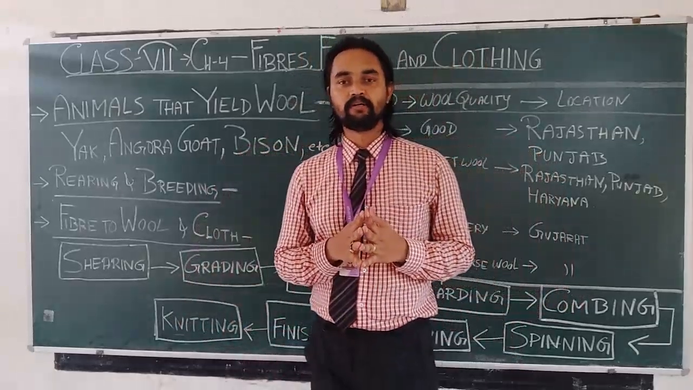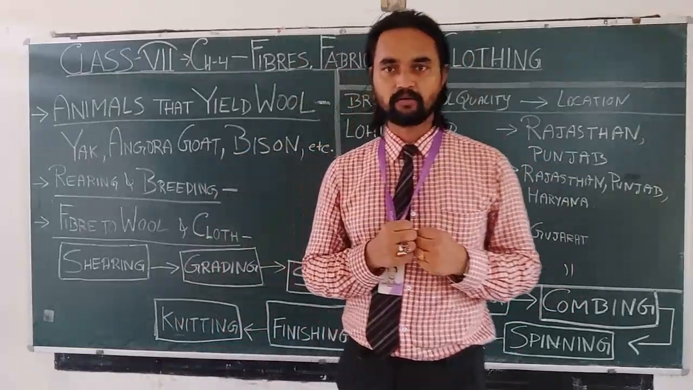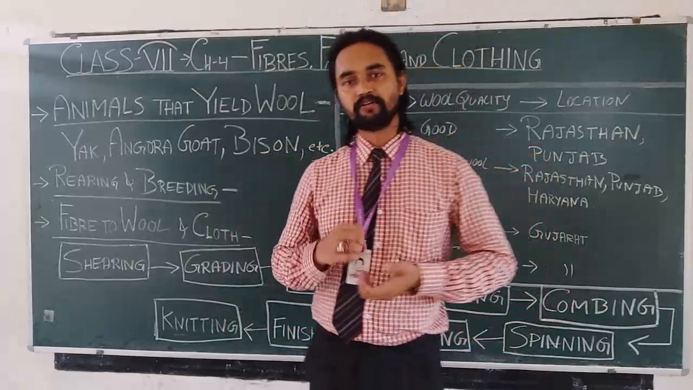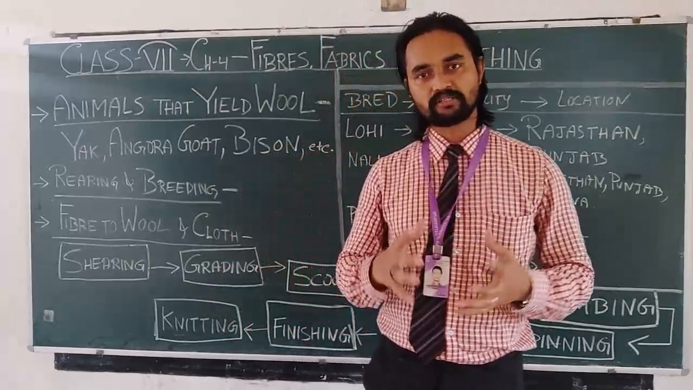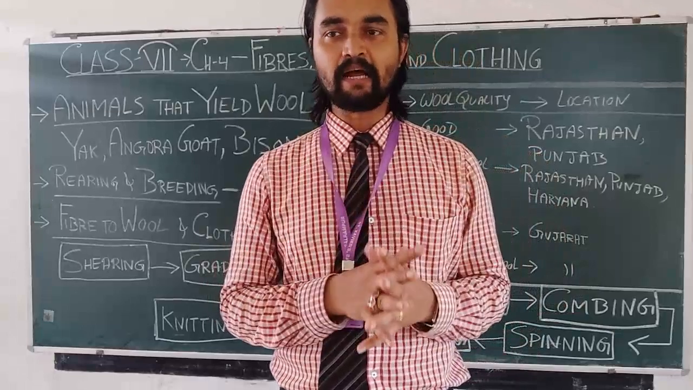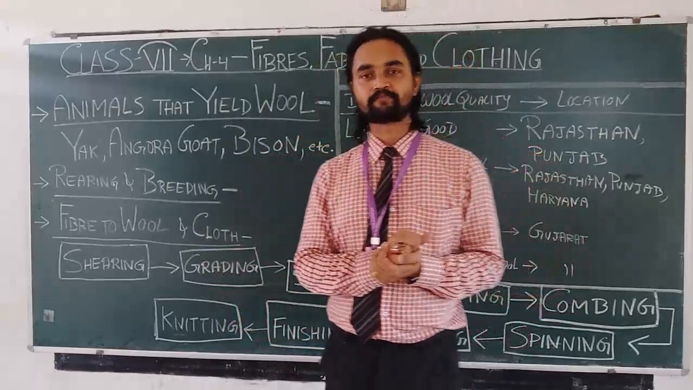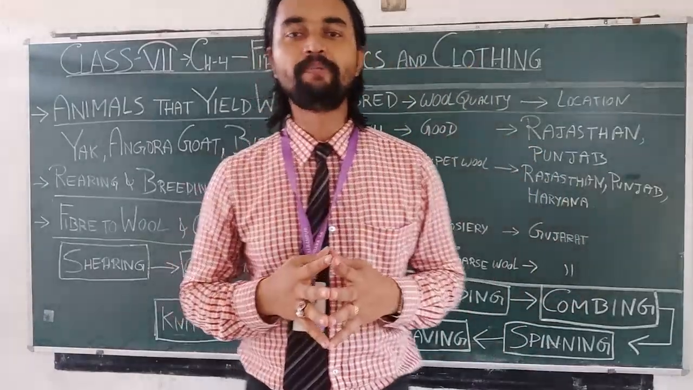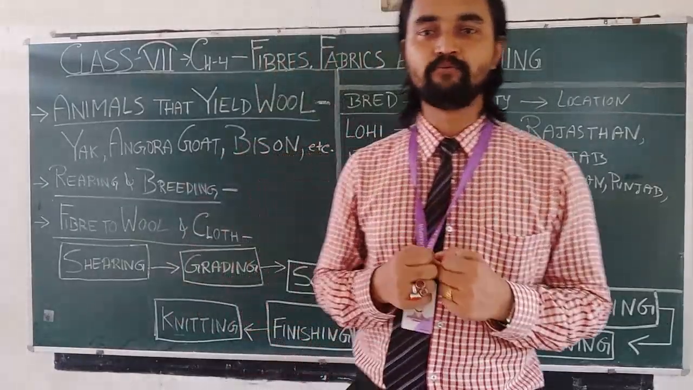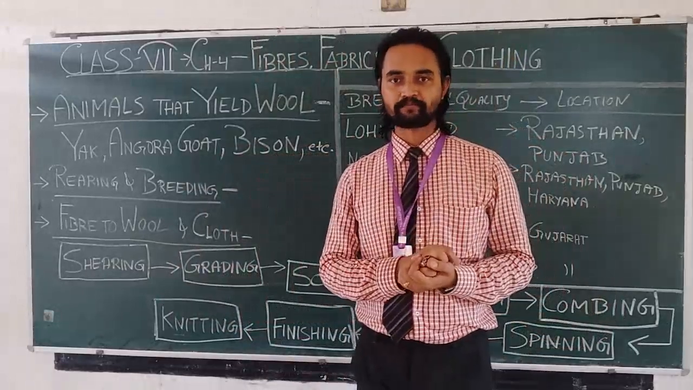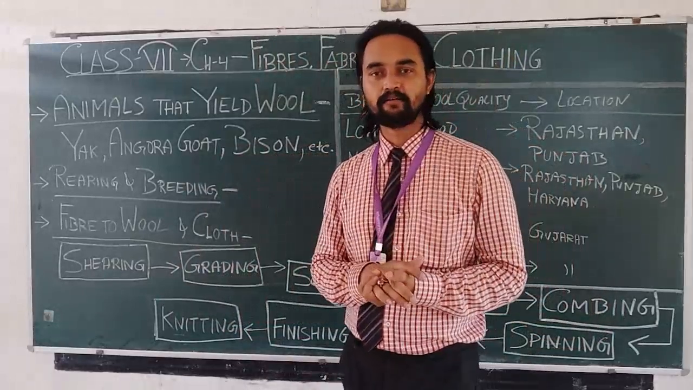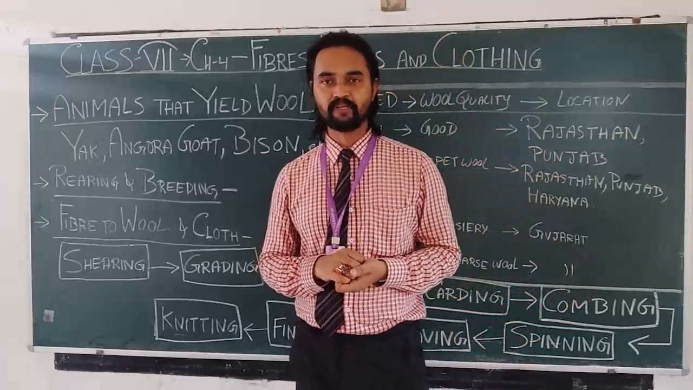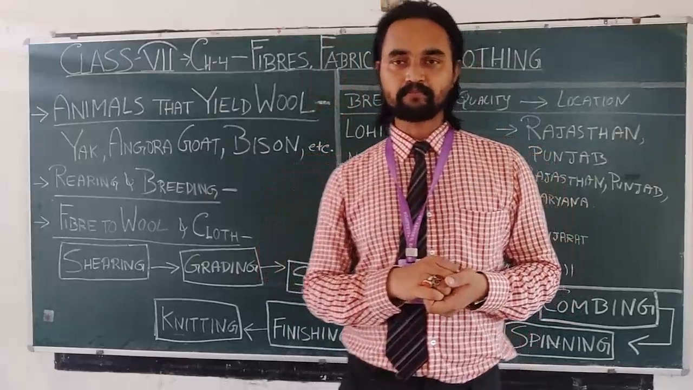In case of woolen garments, that means sweater, shawls, muffler, cap, socks, etc., for preparing woolen garments or winter garments, we use wool. And from where do we obtain this wool? We obtain this wool from the animals. And another substance is silk. We obtain the silk from the silkworm. That is also an organism.